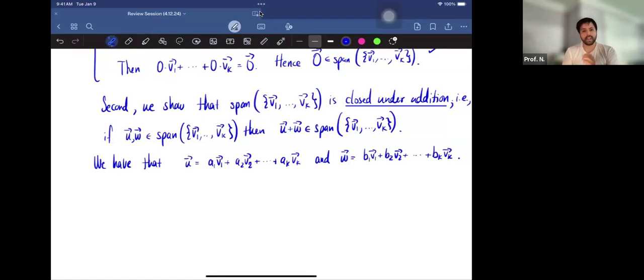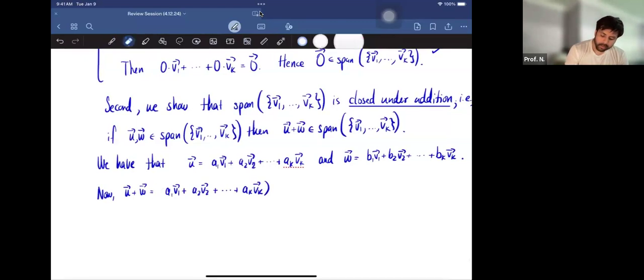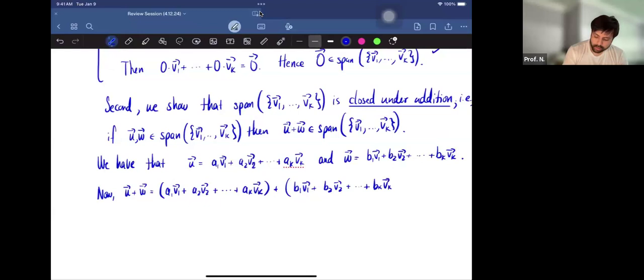That's purely by definition of being in the span. Now, what's U plus W? Well, it's A1 V1 plus A2 V2 plus all the way to AK VK. And this vector is being added by B1 V1 plus B2 V2 plus all the way to BK VK.